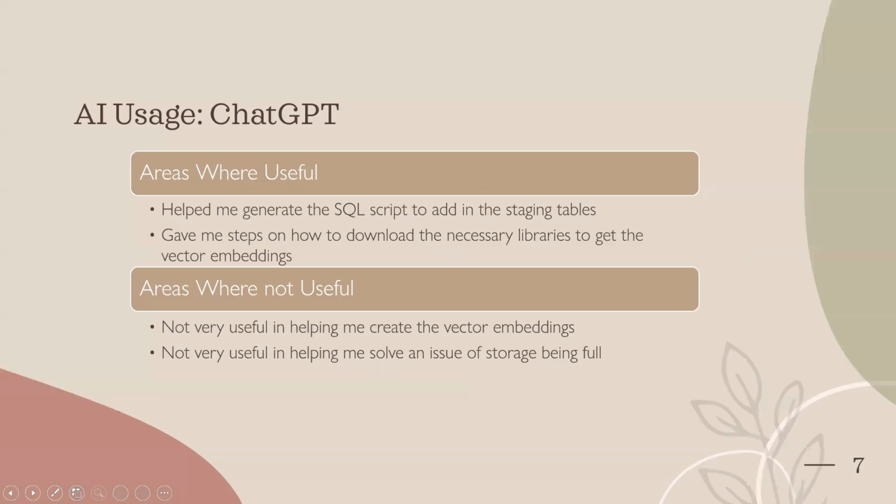The AI was also helpful in helping me download the necessary libraries I needed for generating the vector embeddings. However, the AI did also struggle. For example, it was not very helpful in helping me generate a script that created the vector embeddings. It gave me scripts that had a lot of errors. It also struggled with helping me solve an issue that came up where I ran out of storage space and was unable to download the libraries that I needed.